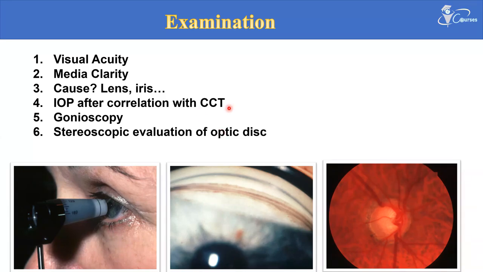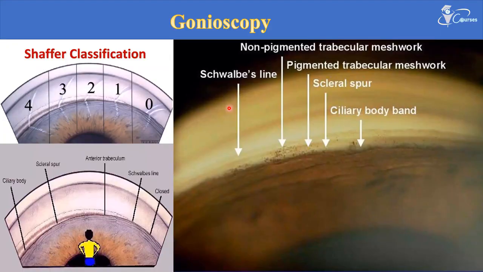Let's now talk about the gonioscopy. There are certain structures present in the angle. Starting from anterior to posterior, there will be the Schwalbe's line, then the trabecular meshwork, then the scleral spur, and finally the ciliary body band. Again, from anterior to posterior, there will be 4 structures: Schwalbe's line, trabecular meshwork, then a whitish line called the scleral spur, then the brownish ciliary body band.